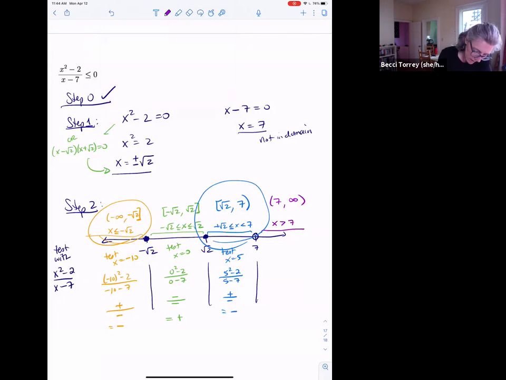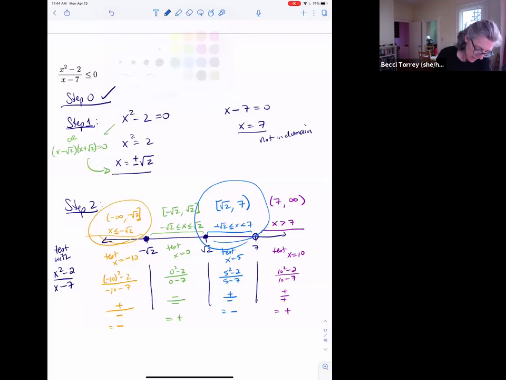And then finally, we'll test something like x equals 10. And we have, again, 10 squared minus 2 over 10 minus 7. This is positive over positive, which is positive. And again, we want the negative numbers, so not part of our solution.